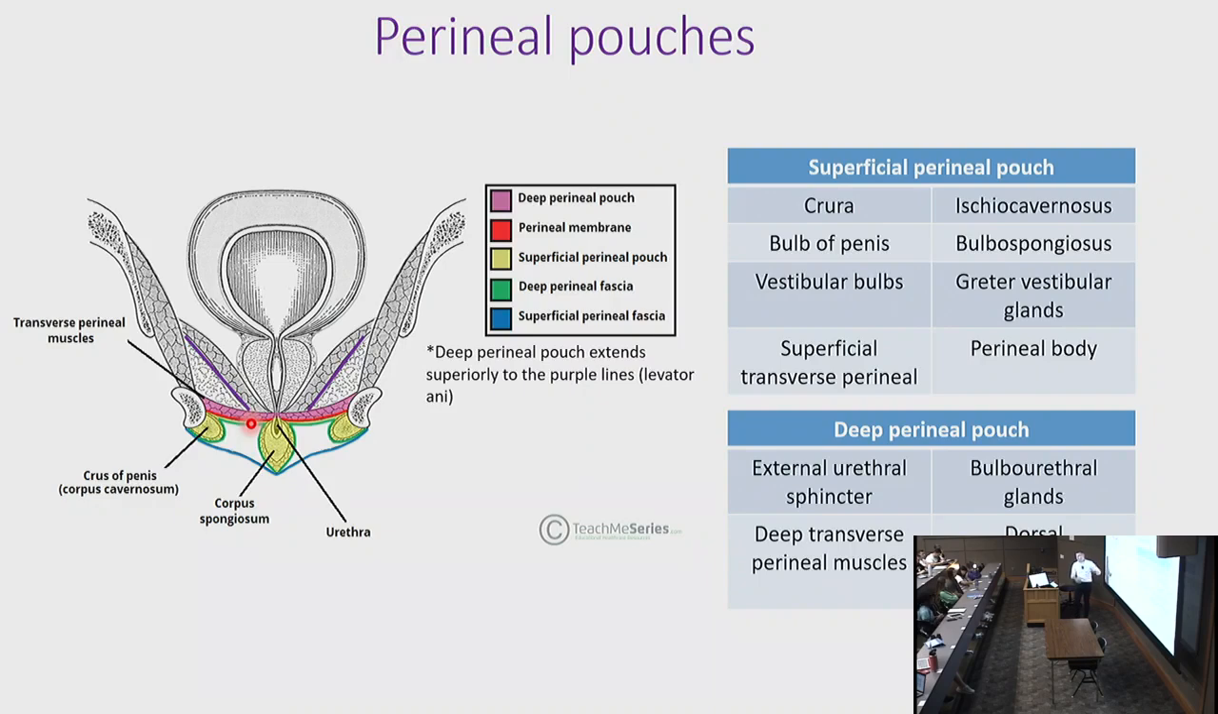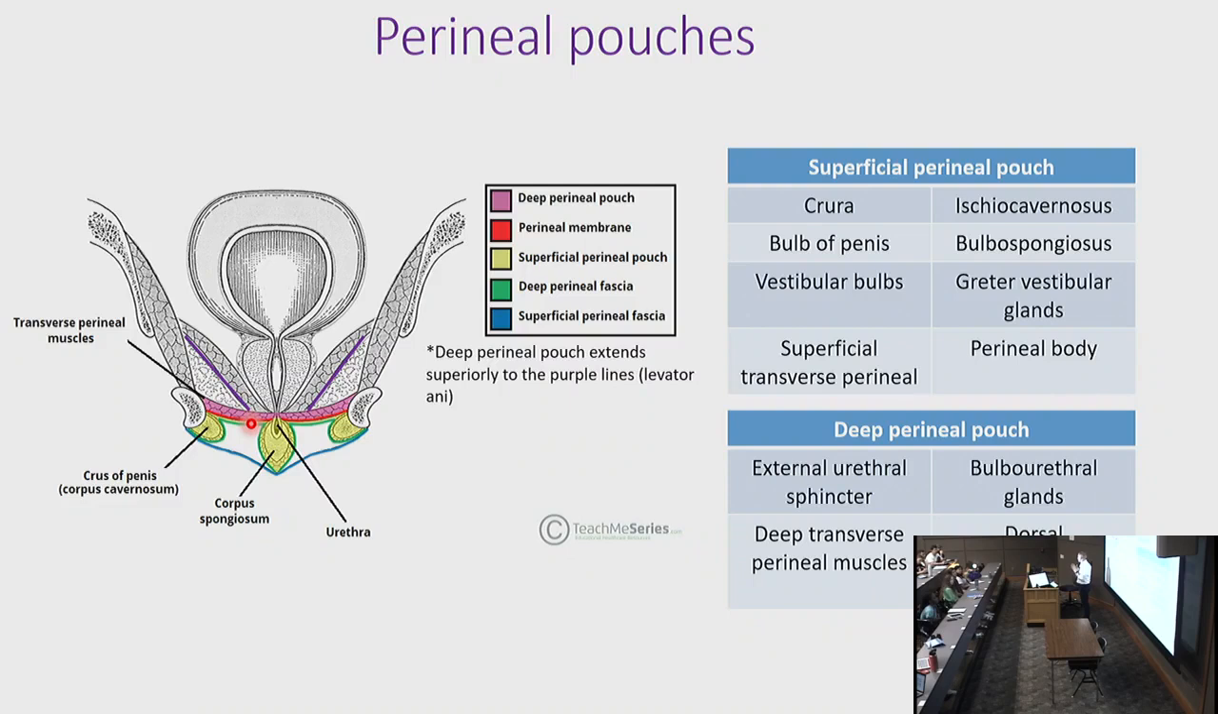What is really important for you to know, other than the generalization of where everything is in terms of depth, is to know what structures you might see in each. Some example structures are listed over here on the side. The superficial perineal pouch is where a whole lot of the external genitalia structures are. So the musculature, your ischiocavernosus and bulbospongiosus muscles, the glands, the greater vestibular glands and vestibular bulbs for the female. The perineal body is really just a ligament or a fibrous structure that's going to be found posterior to the bulb or the base of the penis.